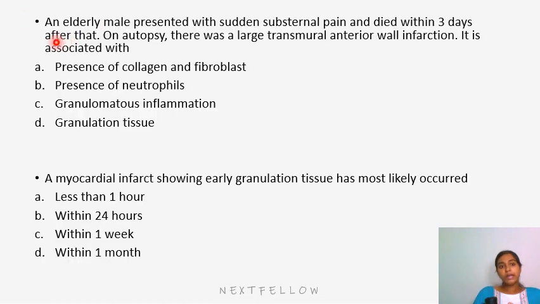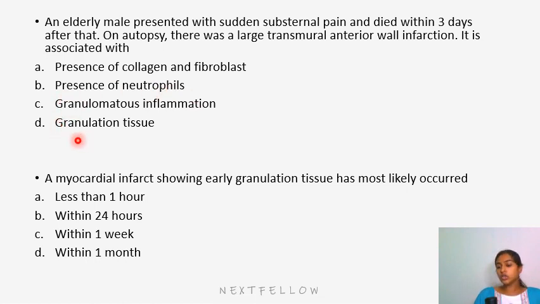Next question, an elderly male presented with sudden substernal pain and died within 3 days. On autopsy, there was a large transmural anterior wall infarction. So this indicates the patient died because of MI. They have asked the microscopic feature seen at the end of 3 days in a patient who died of MI. At the end of 72 hours, 3 days, neutrophil infiltration will be increased. So the answer is presence of neutrophils.